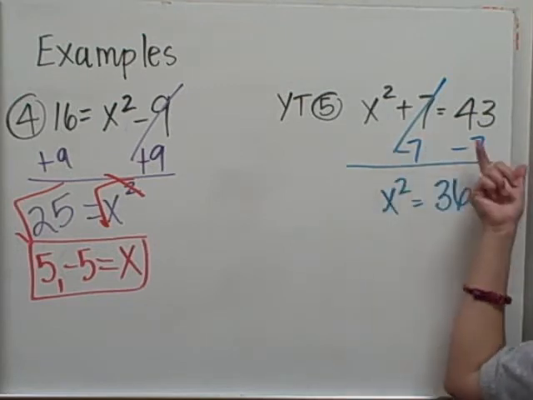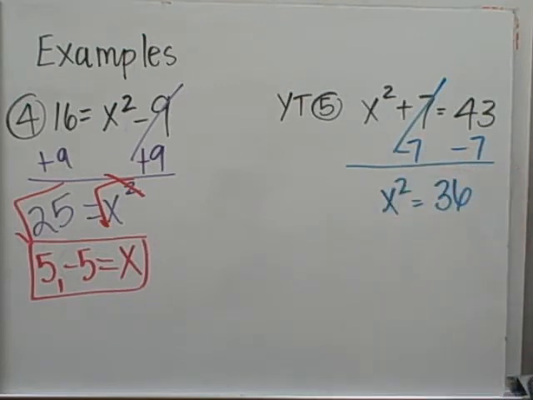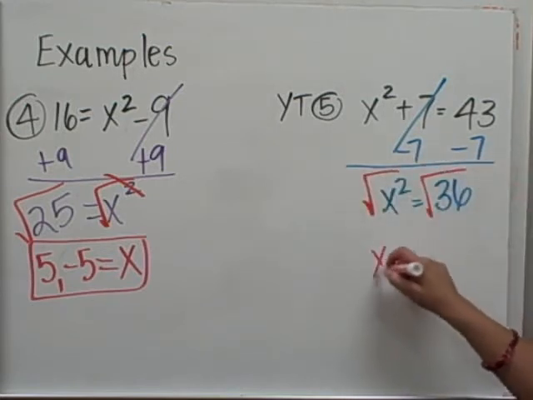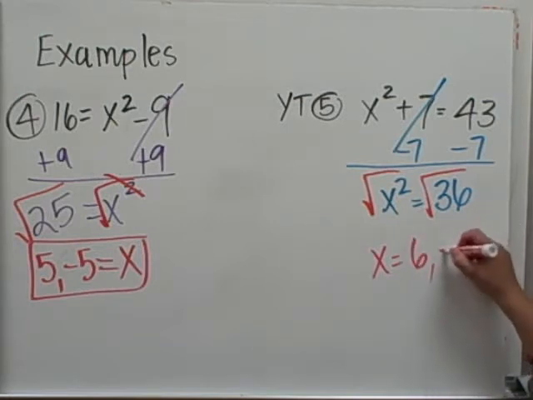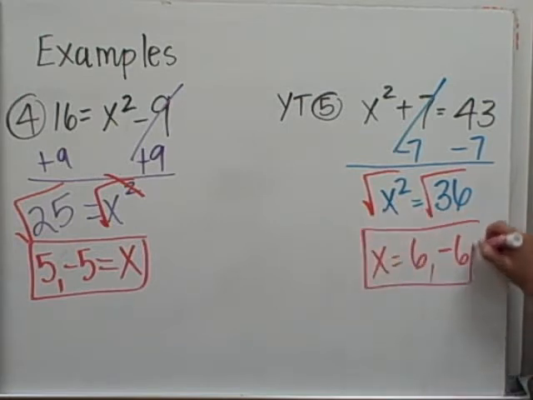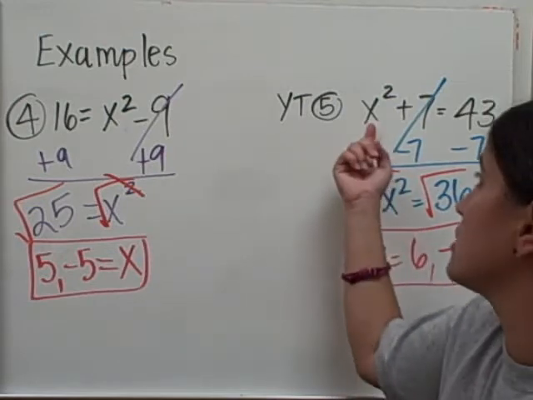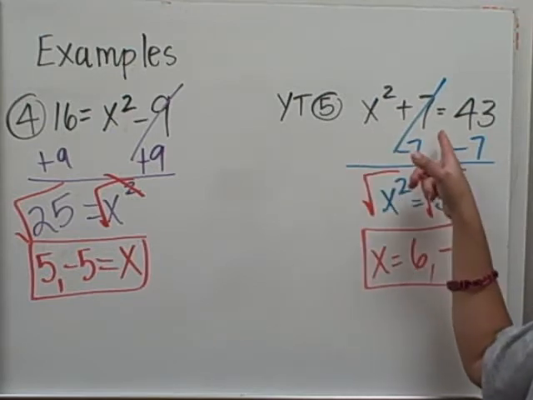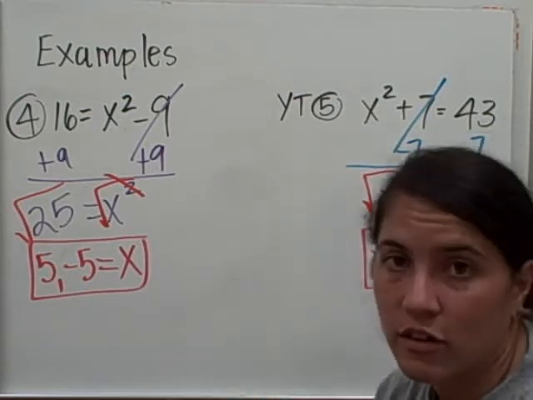So I did minus 7, minus 7. Now I have x squared equals 36. I've got to take the square root of both sides, and x could either be 6 or negative 6. If you want to check your answer, you take this and you substitute it back in. So 6 squared plus 7 or negative 6 squared plus 7. But either one you type in would give you the correct answer.